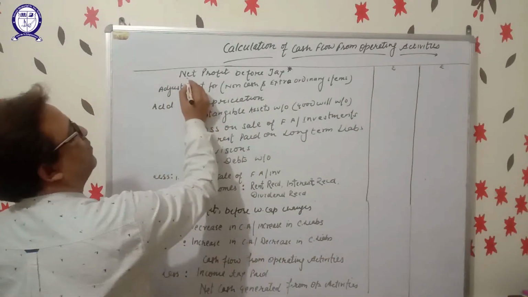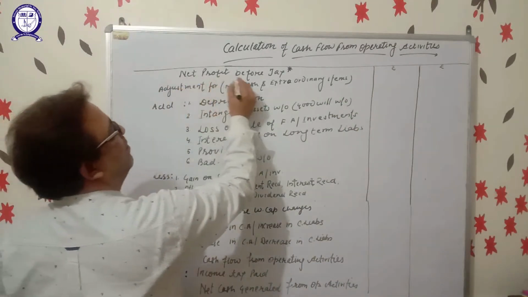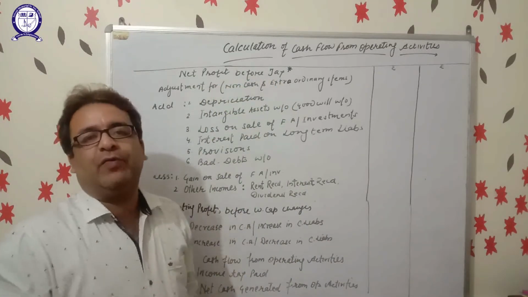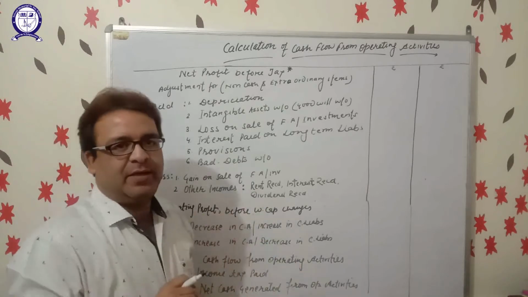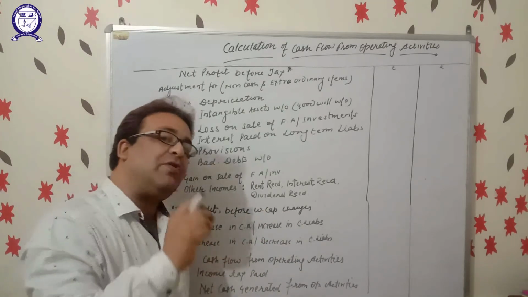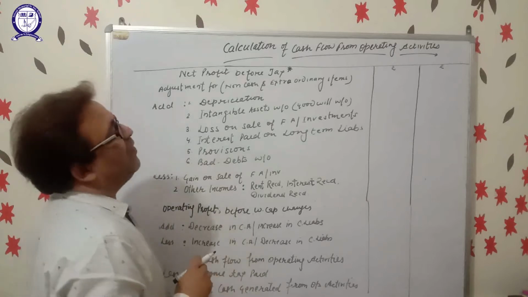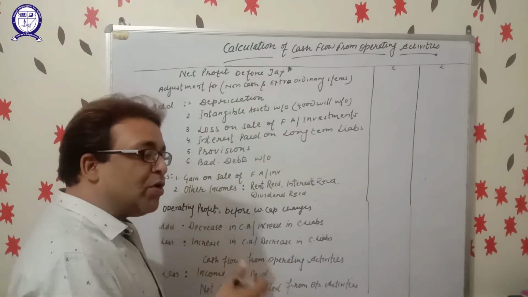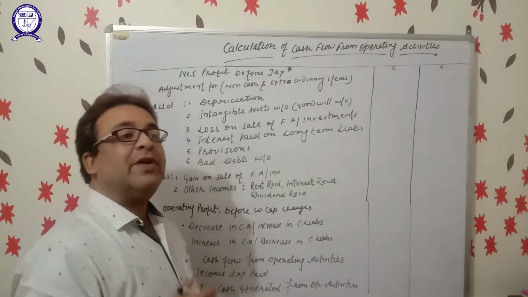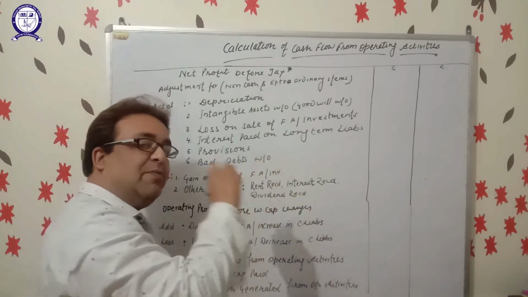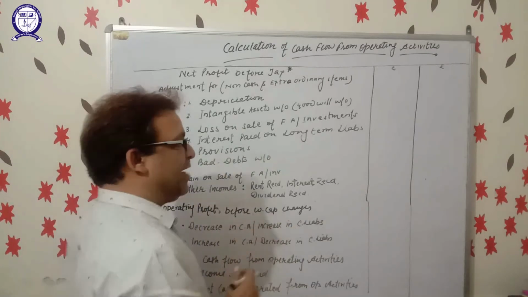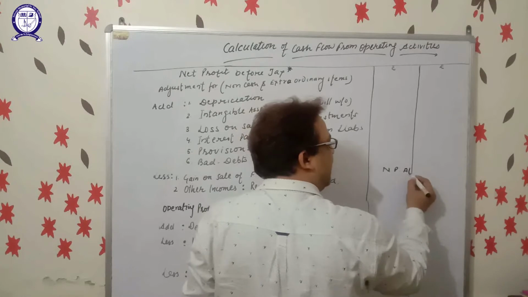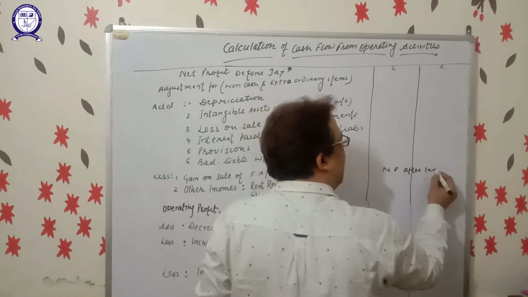First of all, net profit before tax. In the question you will always find net profit after tax. First of all, we will have to convert net profit after tax into net profit before tax. So how to convert net profit after tax into net profit before tax? Three items will be added back to net profit after tax.